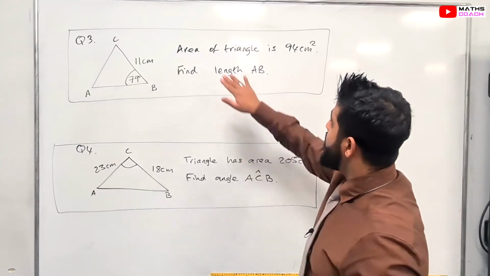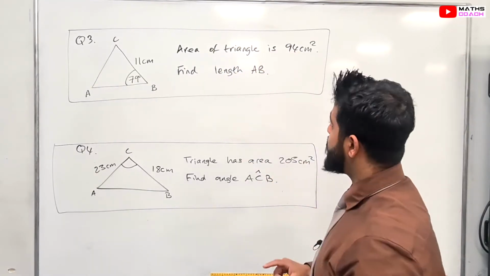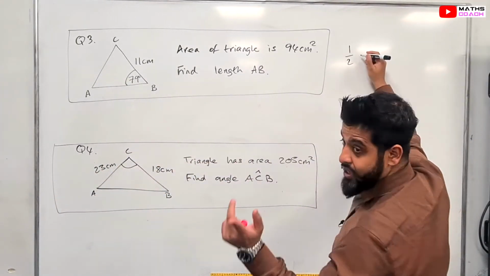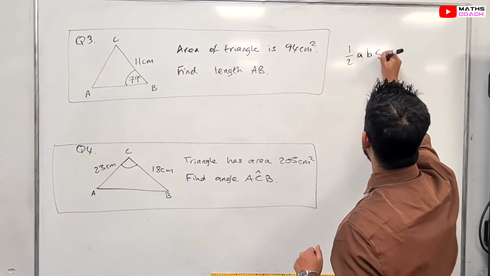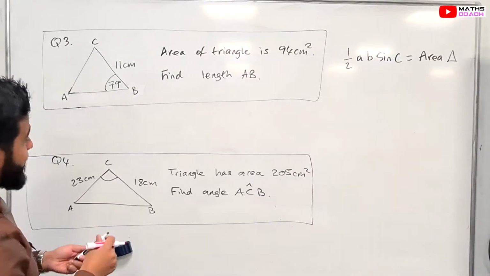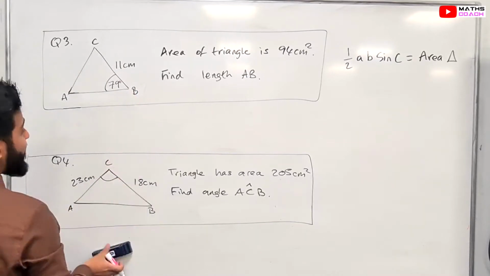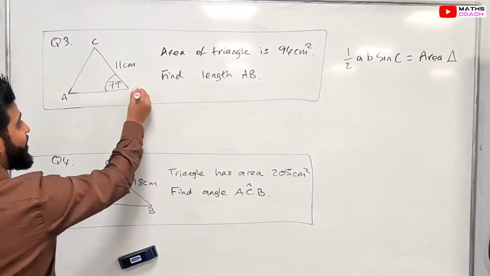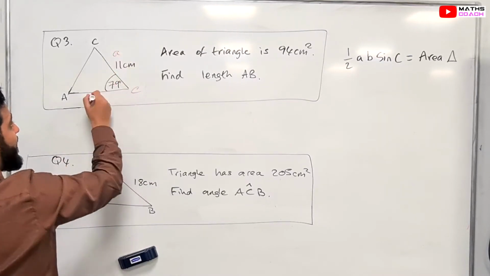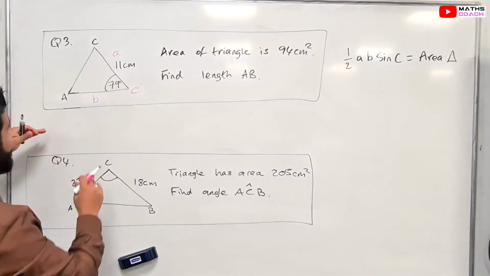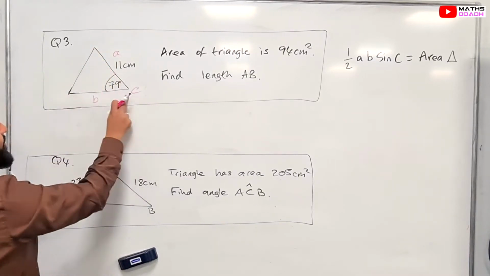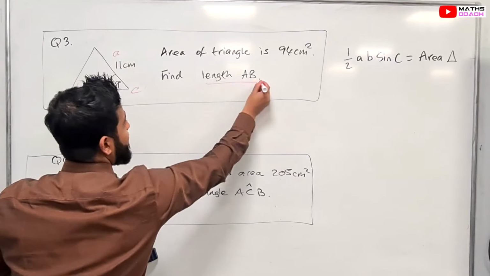Right, so back to the first one. You've got the area of the triangle is 94 centimeters squared. Find the length AB. So let's remind ourselves one more time what the sine area rule is: half AB sine C. That is equal to the area of your triangle. So let's now go and label our triangle. So we can do away with their lettering. Remember, we used to call this C, and we want our included angle here to be called C, and we want this to be our A and our B. So our length that was previously AB is going to be called B.